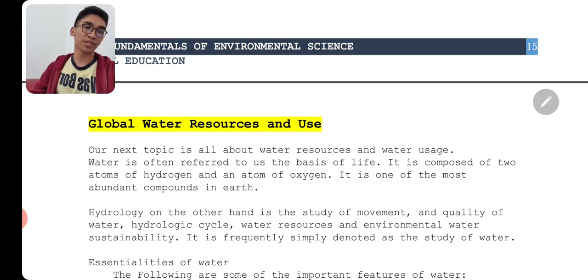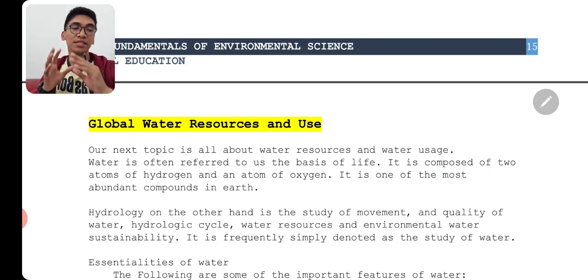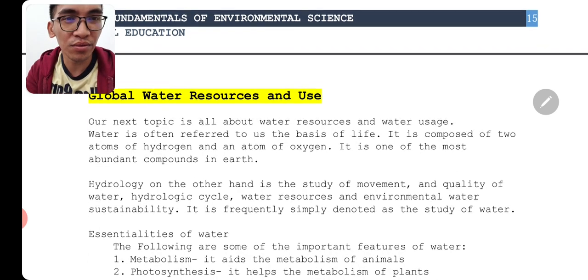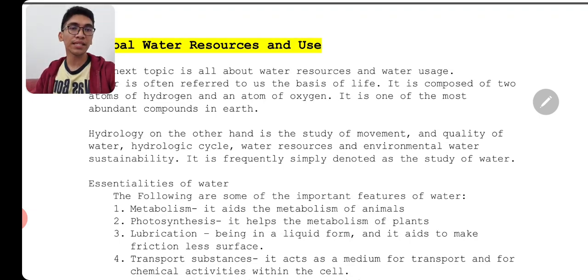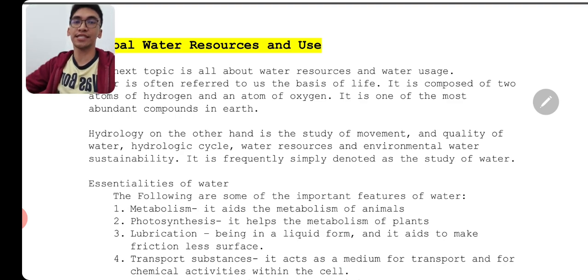So hydrology, on the other hand, is the study of movement. So when we say hydro, it's water, logi or logos, meaning the study. So it's all about the study of water. So the study of movement and quality of water, hydrologic cycles, water resources, and environmental water sustainability. Bakit important ang water sustainability? Later on, we will discuss it clearly. It is frequently simply denoted as the study of water daw yung hydrology, guys.